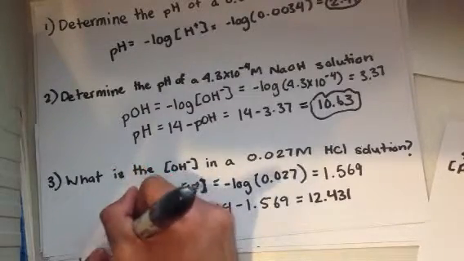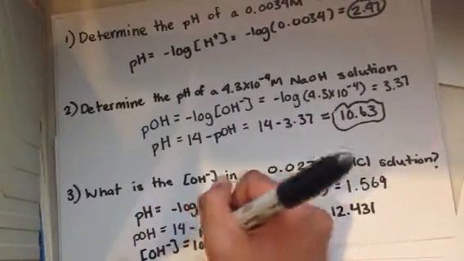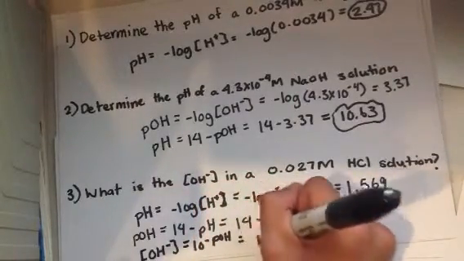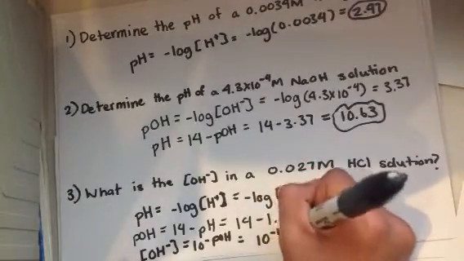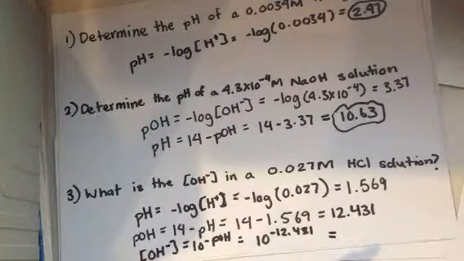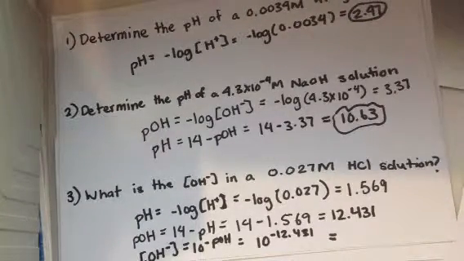That is 10 to the negative of the pOH, which is equal to 10 to the power of negative 12.431, which is equal to... Let's go ahead and figure that out. 10 to the power of negative 12.431.